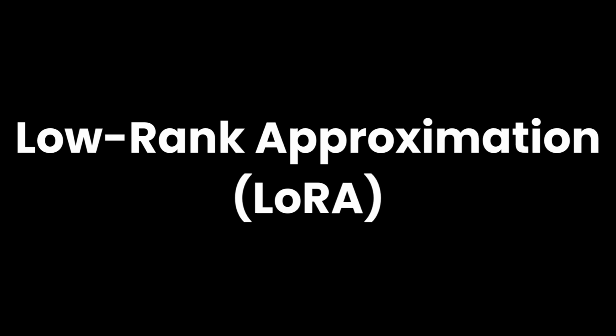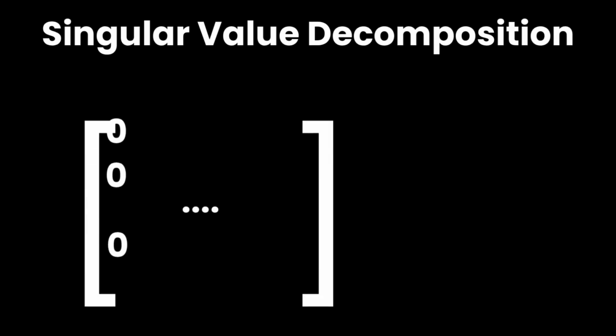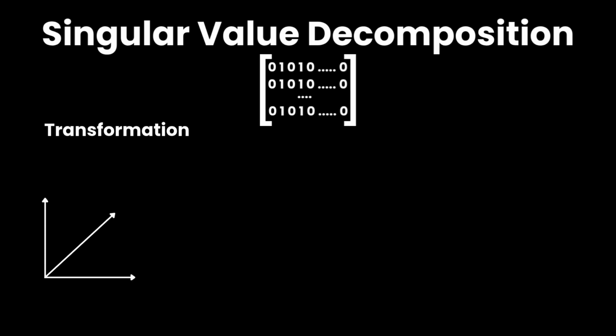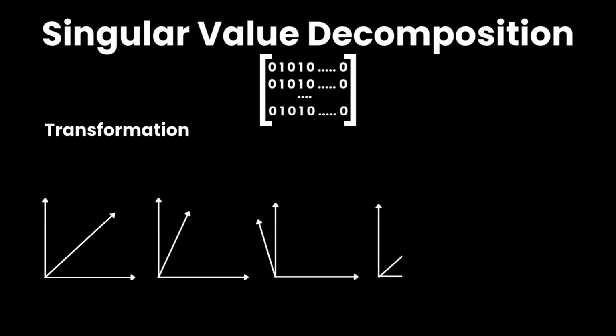That sounds fancy. Let's make it precise. We need to understand singular value decomposition first. You know matrices as arrays of numbers, but geometrically, a matrix is a transformation. It takes vectors, moves them, rotates them, stretches them, and compresses them.